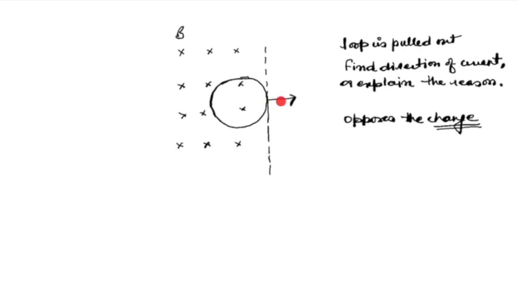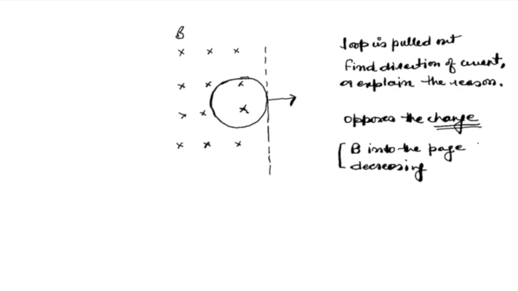If we are pulling this out, I can say the B into the page is decreasing because the loop will come out, right? The area of the loop which is under this magnetic field will go on decreasing, getting lesser and lesser, and when it comes out it will become completely zero. So the magnetic field through this loop will decrease, and the direction is into the page. So we need to oppose this.